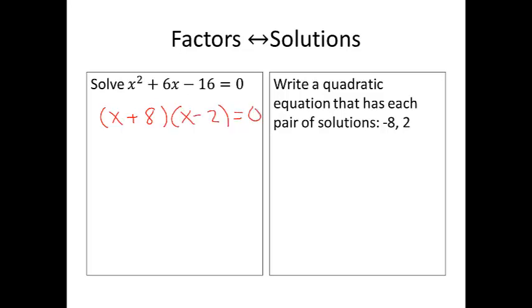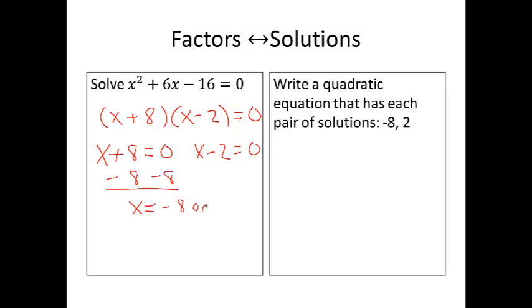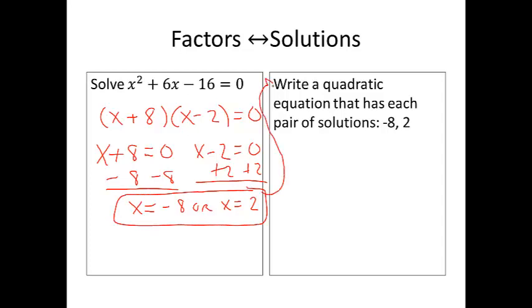We know those to be our factors because 8 times negative 2 gives me negative 16, and 8 plus negative 2 gives me 6. We then recall that we set each of those factors equal to 0 and solve. So we get x is equal to negative 8, or we get x is equal to 2. If we translate this and take a look at what we're now asked to do, we're asked to write an equation that has these exact two solutions.